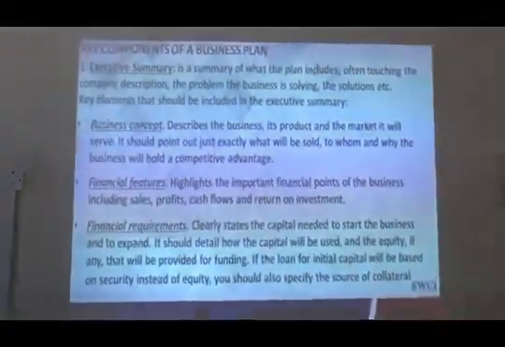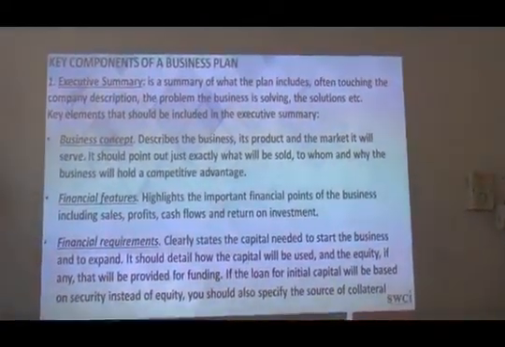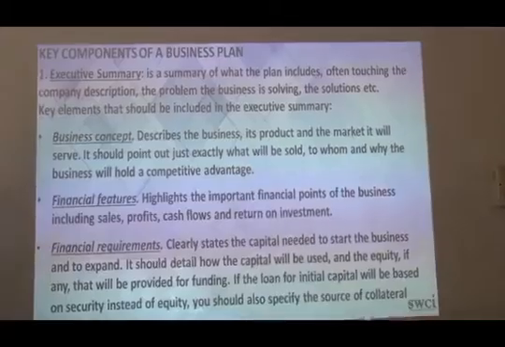Now, it's supposed to have your financial requirements. What are the requirements financially? What do you need to fund the business? How much capital do you need in order to fund the business, in order to make the business expand? What are the financial requirements you need?